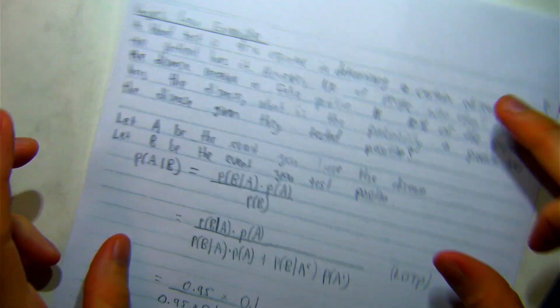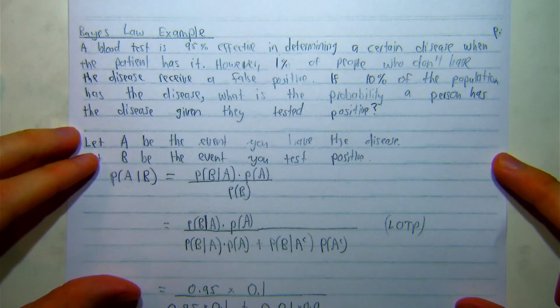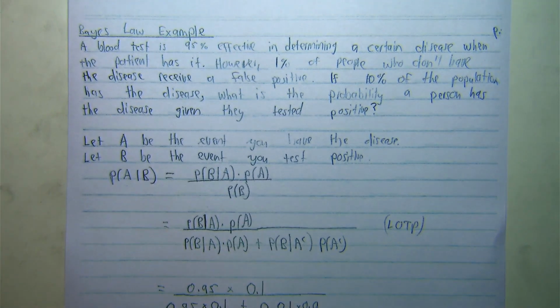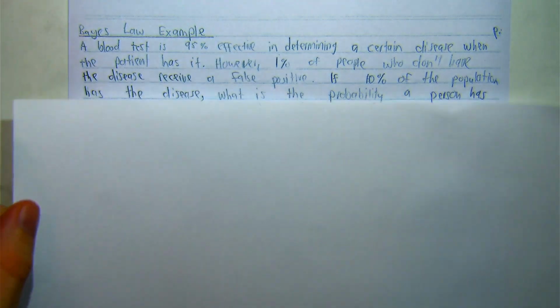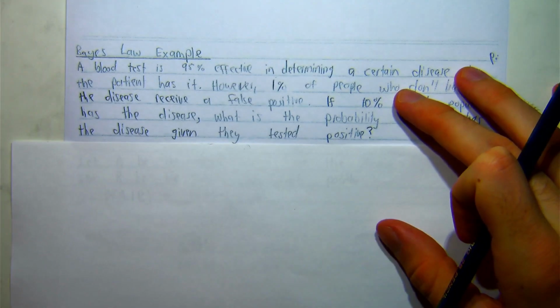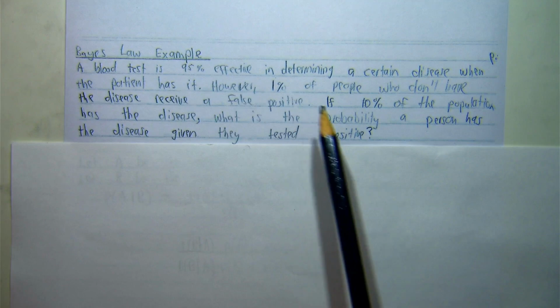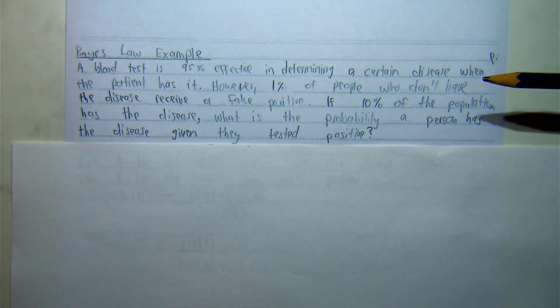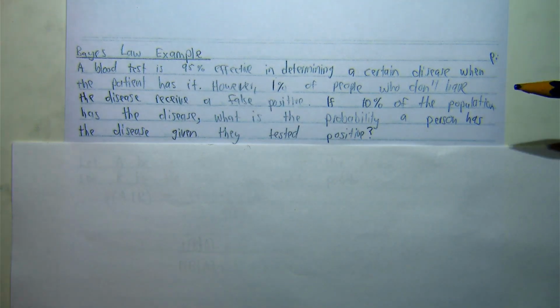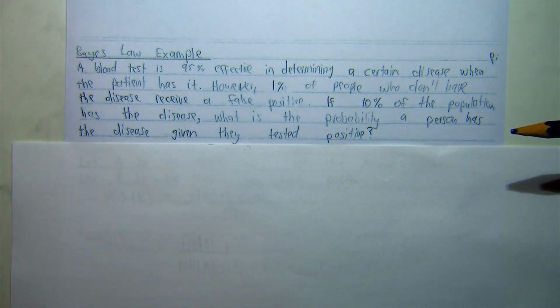All right, let's look at a concrete example now to finish off this video. So here's an example of using Bayesian probability in practice. Let's look at it step by step. Okay, so a blood test is 95% effective in determining a certain disease when the patient has it. However, 1% of people who don't have the disease receive a false positive. If 10% of the population has the disease, what is the probability a person has the disease given that they tested positive? So this is a Bayesian scenario.